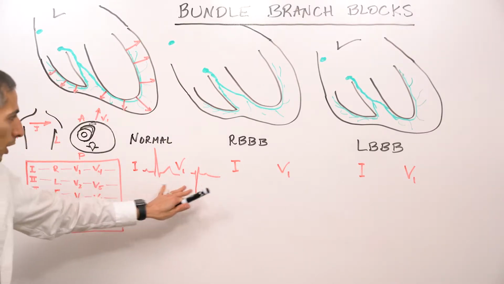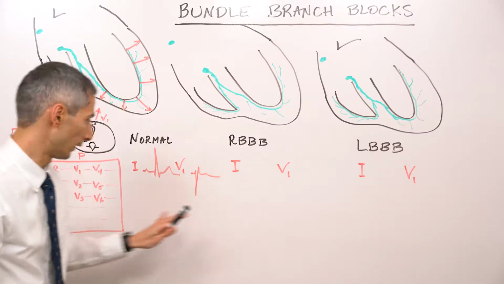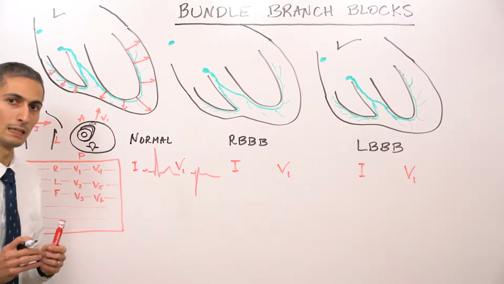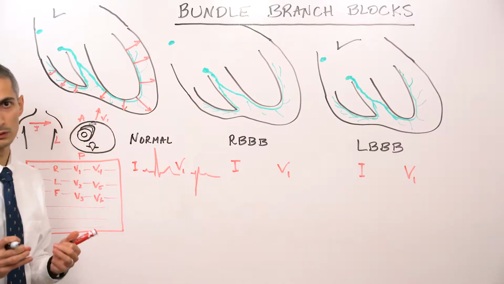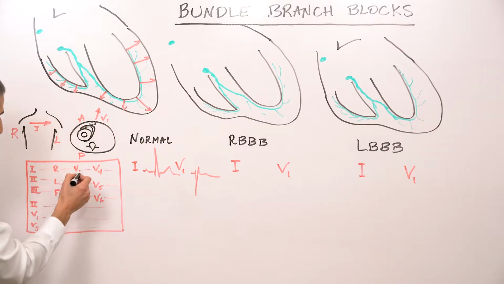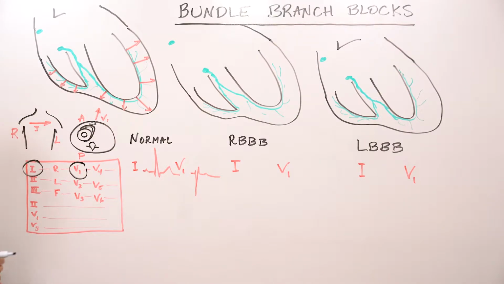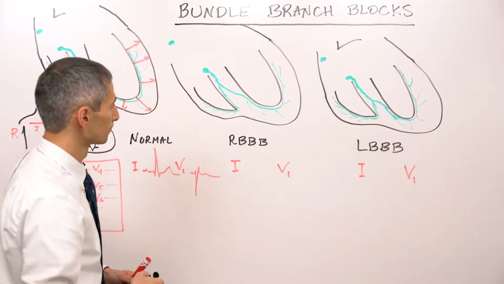So I've already drawn these lead 1 and V1s prepared, but just to make sure to emphasize the point, on a 12-lead EKG, for most components of EKG interpretation, you don't need to be looking at every single lead. And the two leads that will give you the answer for a wide QRS most of the time for the bundle branch blocks are V1 and 1. So let's see what happens in a right bundle branch block.